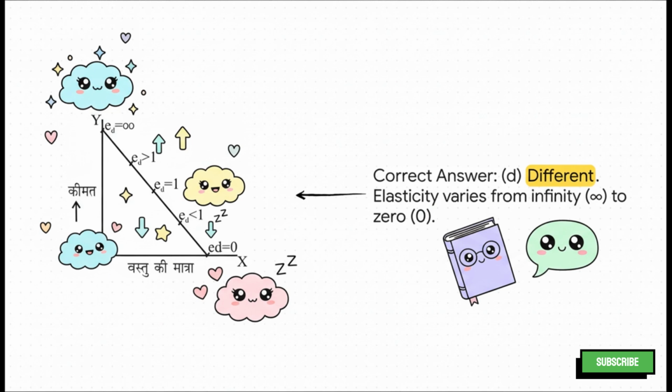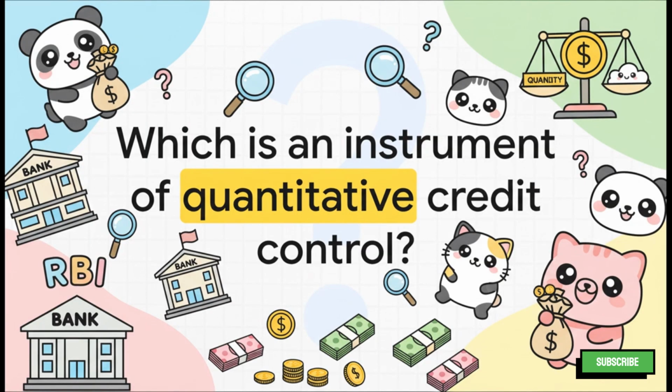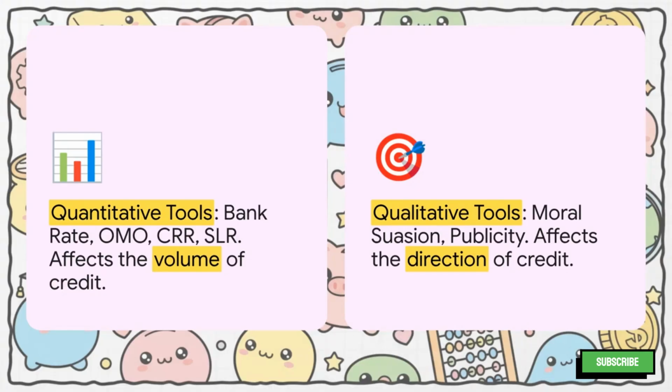Here's a question about the tools in a central bank's toolkit. Which of these is considered an instrument of quantitative credit control? And the right answer is D, bank rate. What's so useful about this slide is how clearly it draws the line. Think of it this way. Quantitative tools affect the total volume of money in the economy. Qualitative tools are more surgical. They aim to control the direction of credit to specific parts of the economy.